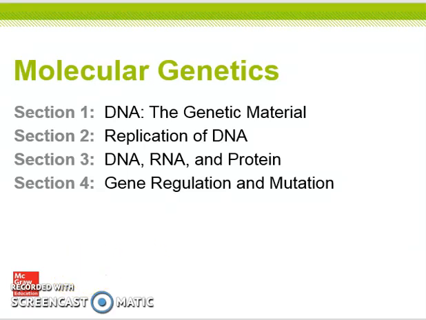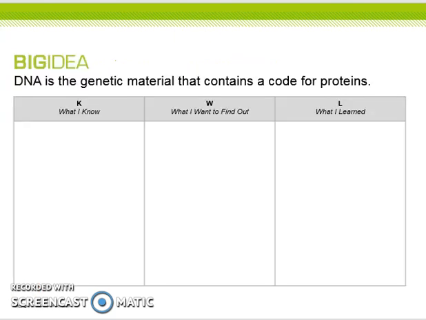Molecular Genetics, Chapter 12. There are 4 sections: DNA, the genetic material; replication of DNA; DNA, RNA and protein; and gene regulation and mutation. So DNA is the genetic material that contains a code for proteins.